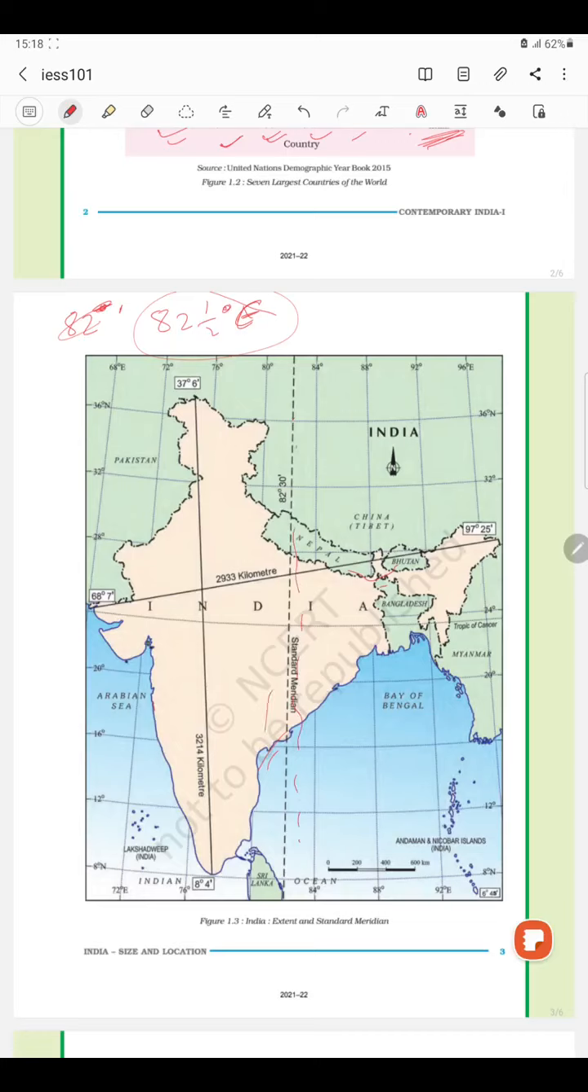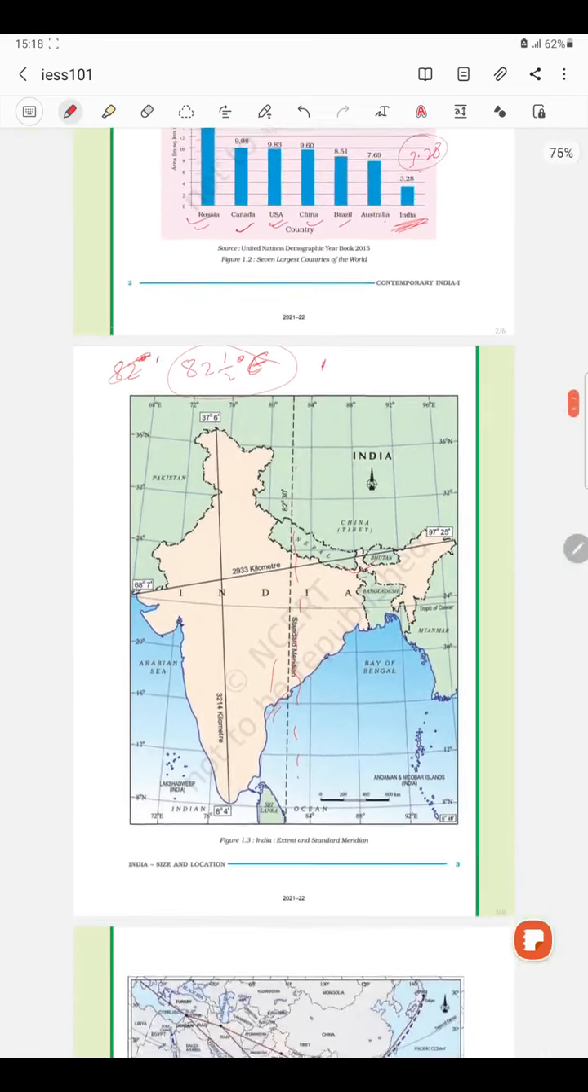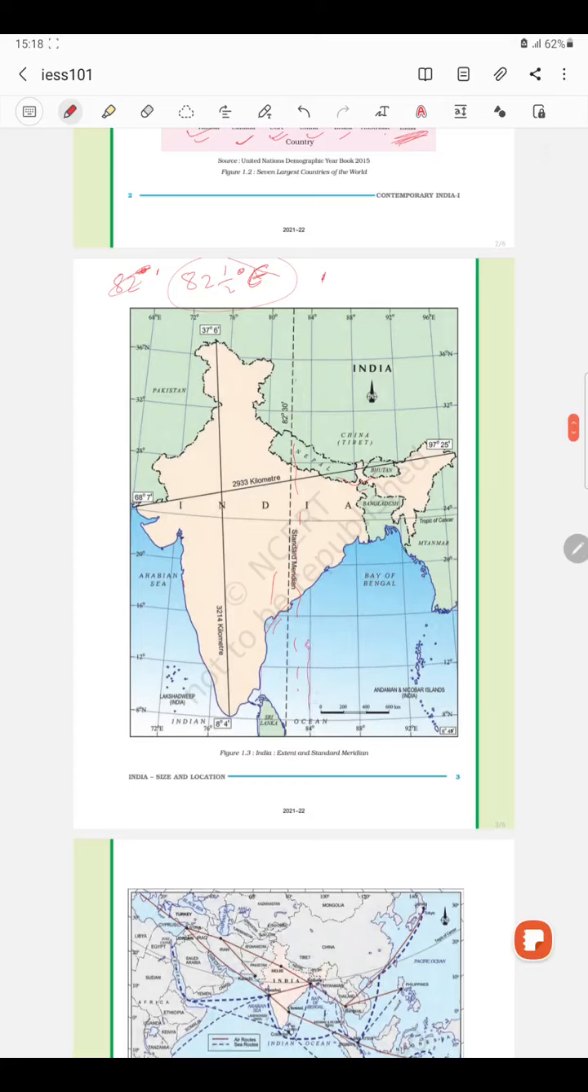One thing we know is that going from one meridian to another meridian, 4 minutes of time is taken. Meridians also help to find out the time zone. They help to find the time.